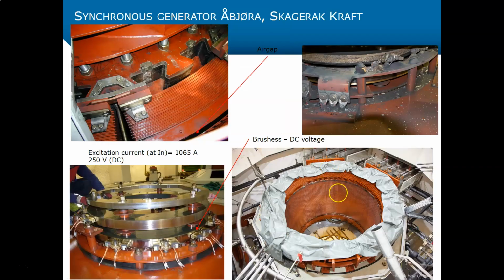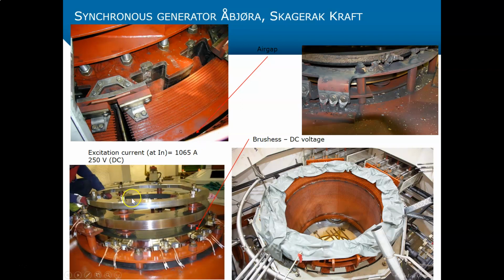Now here, back to Åbyra, and now some photos from this. We can see here a photo taken inside the machine, and here is the air gap, and here is the rotor pole, how it's mounted. The air gap is around 25 millimeters.